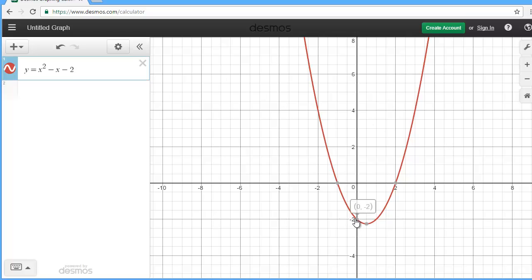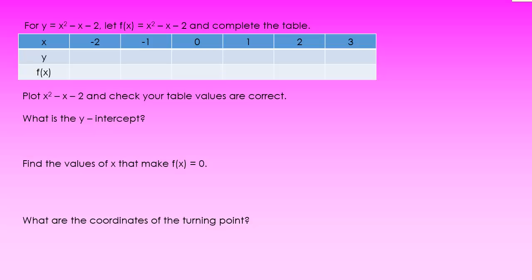So we can see the intercept here, the y-intercept is at 0, negative 2. The turning point is 0.5, negative 2.25. And we can see that f of x is 0, i.e. we cross the x-axis when x is negative 1 and when x is 2. So let's put down those values.